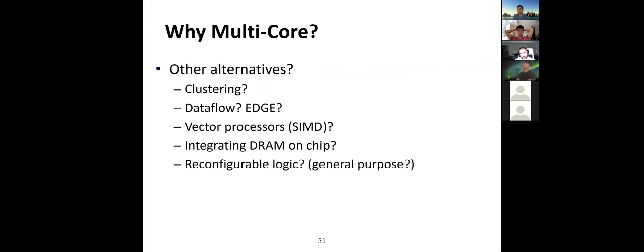Okay, other alternatives. There are still a lot of other alternatives I'm not going to talk about that people are looking at. Clustering, data flow, vector processing, integrating DRAM on chip, or integrating computation inside DRAM. These are all alternatives. Reconfigurable logic, something like FPGAs. Can you make it general purpose? A lot of people are working on all these alternatives. So there's not an answer to say why multi-core is the best. Essentially, it's all a lot of trade-offs, and several companies that push the needle figured out that that seems to be the best trade-off out of the options available to them at the time when they made the decisions.